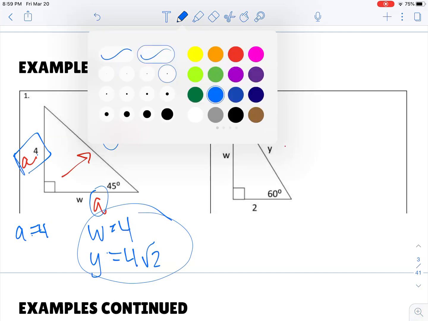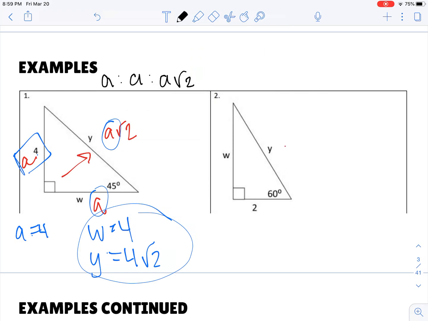In the next problem, it's a 30, 60, 90 triangle. And we wrote down before that those are related as follows: if I know the short leg, the long leg is square root of 3 times longer than that short leg, and the hypotenuse is twice as long as the short leg.